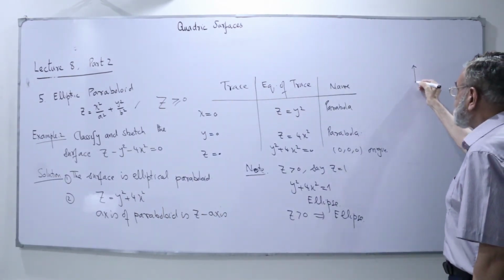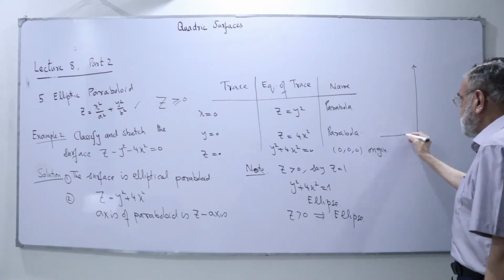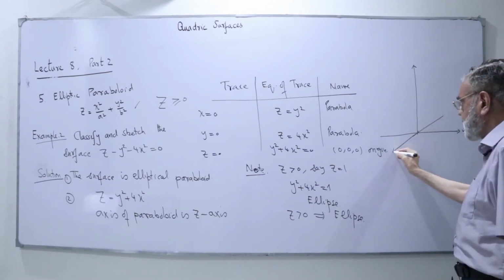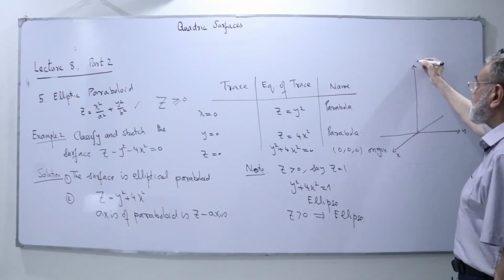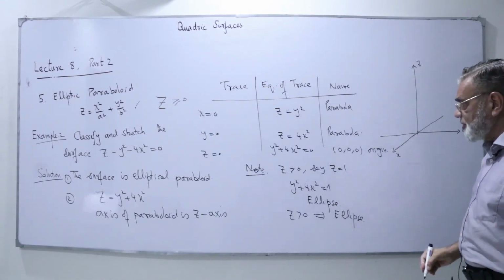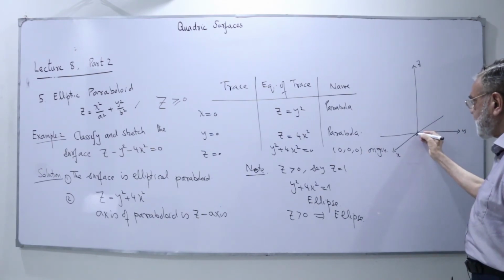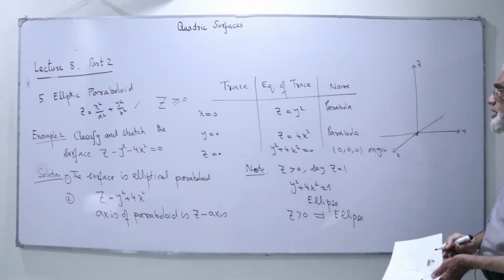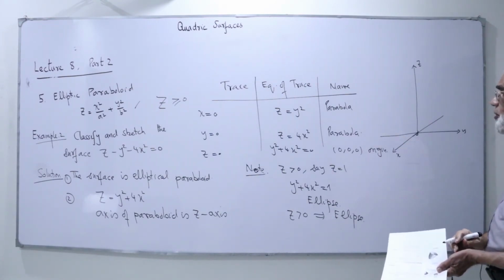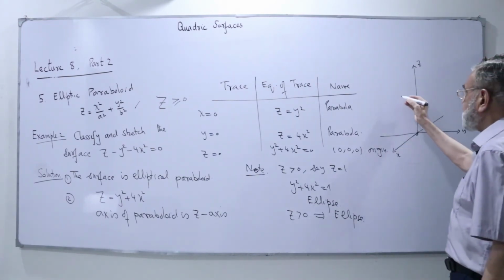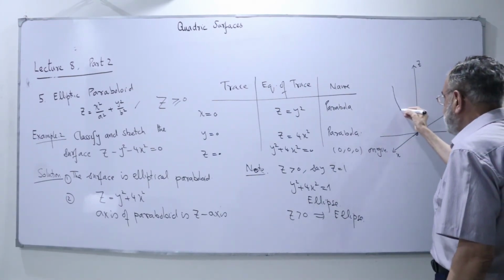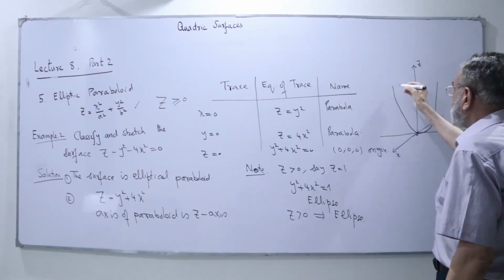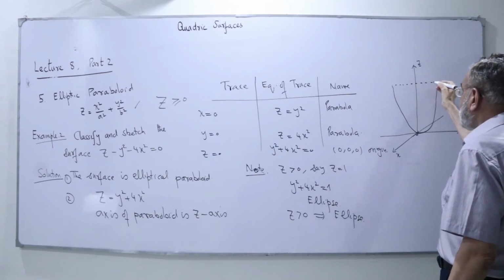This is my z-axis. This is my y-axis. And this is my x-axis. Only we take z bigger than or equal to 0. When it's equal to 0 it is the origin. Now we are having here the parabolas. When we have z equal to y square, then we are having this parabola in the yz plane. This is my yz plane. And this is my parabola in the yz plane.